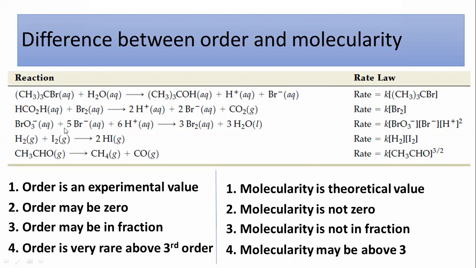Like it is given over here, there are a lot of chemical reactions. If you look at the chemical reactions, you can find frequently more than 3 molecules are reacting and forming the product. So these four are the basic differences between the order and the molecularity, and these are actually based on the observations we have written over here in the reactions and in the rate law. So this is all about the difference between order and molecularity.